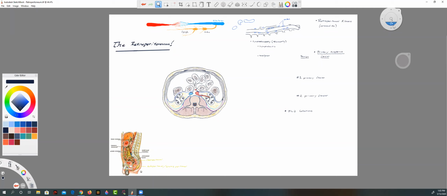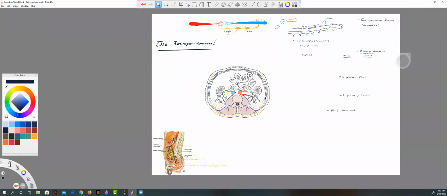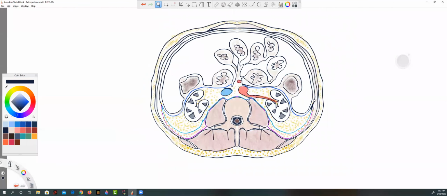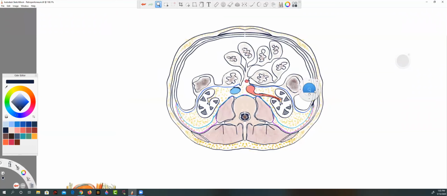So let's go ahead and zoom in on my little drawing here. I'm very proud of this. I've got some lines to pop in here in a second, but in general, we're looking at peritoneal space. What do I have on there? Can I draw on this? Yes.